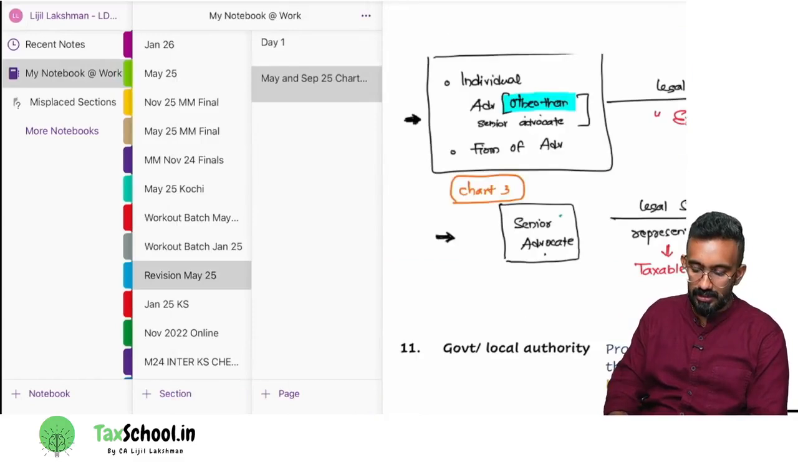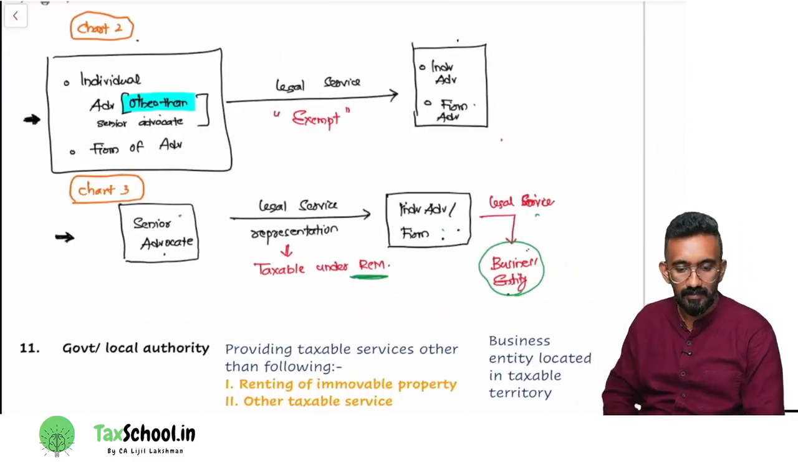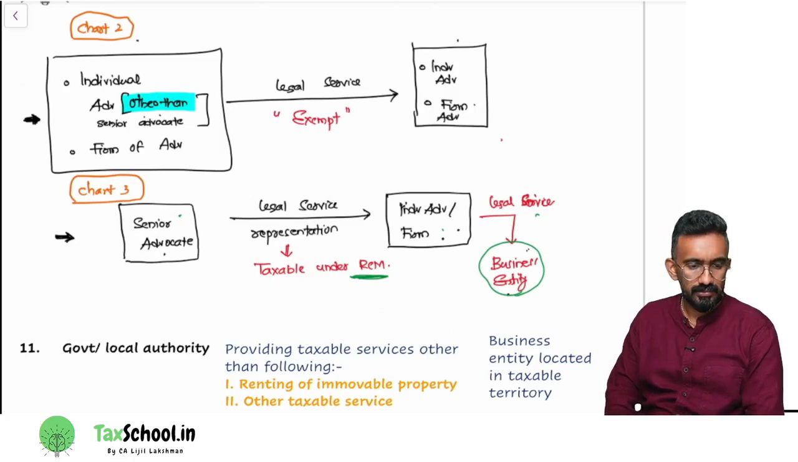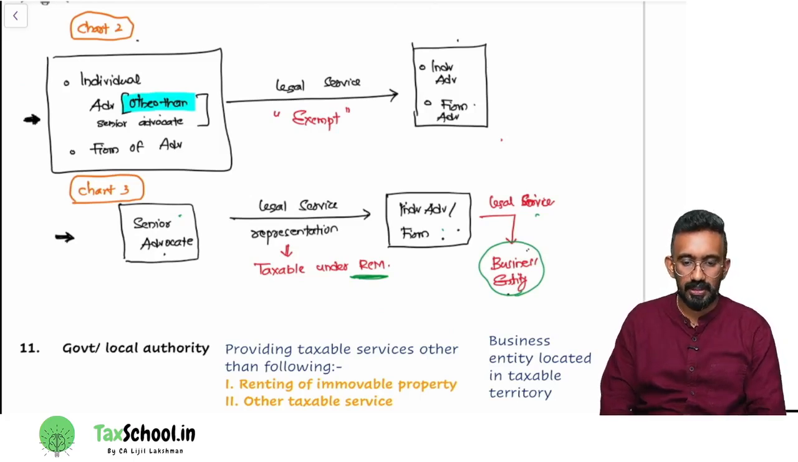Is it clear, all of you? Are these 3 charts clear to all of you? Can I have a quick thumbs up so that I can go to the next case?